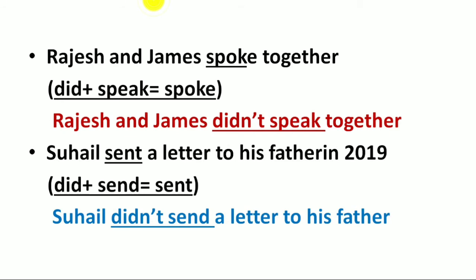Then Rajesh and James spoke together. Did plus speak here becomes spoke. So how is it in negative? Rajesh and James didn't speak together. Did plus then V1 is used, that is speak. Suhail sent a letter to his father in 2019. Did plus send here becomes sent, V2 form. So Suhail didn't send a letter to his father in 2019.